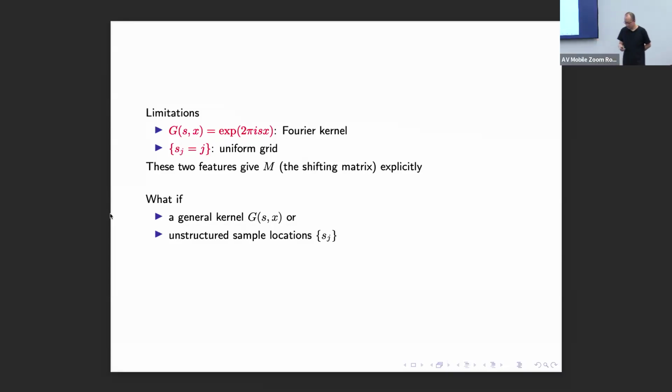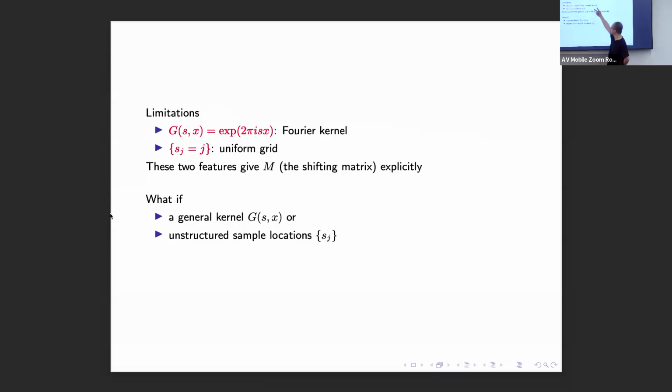Okay, so now, the limitation of this. I want to solve a general problem, right, with a general kernel and also an unstructured grid. So Prony only solves a special case where the kernel is a Fourier kernel, and the grid is a uniform grid. And because of these two things, I was able to write down this shifting matrix directly, okay? And it becomes a matrix which has eigenvalues and eigenvectors, right? But this really depends on the fact that the Fourier kernel is a translation invariant kernel, and also the grid I use is a translation invariant grid, right?